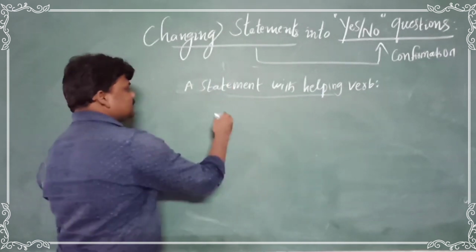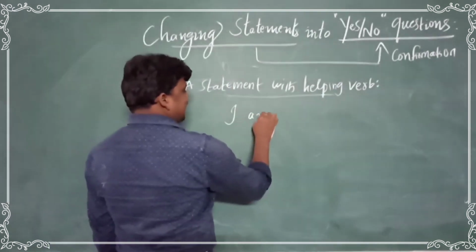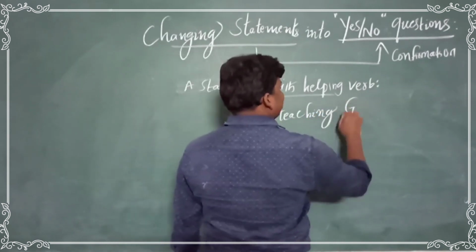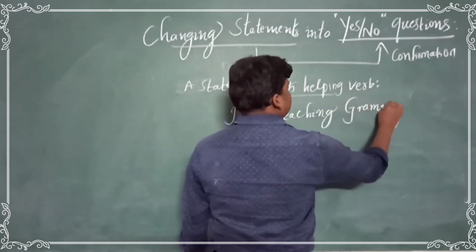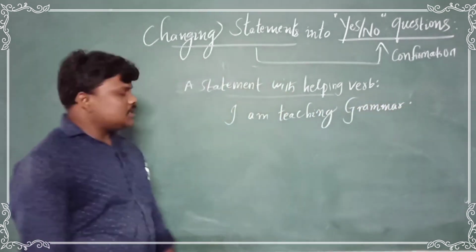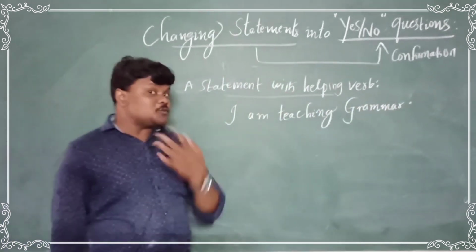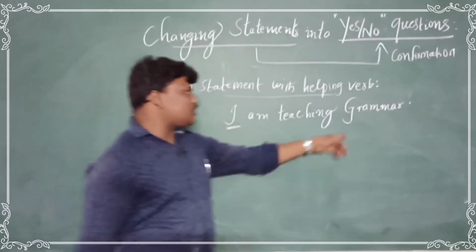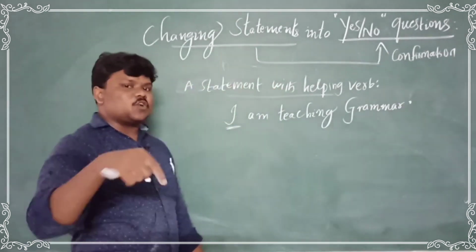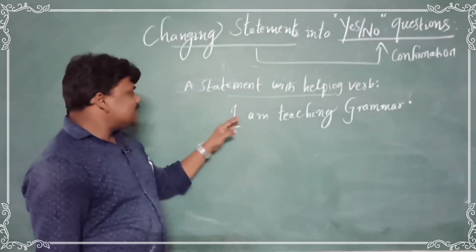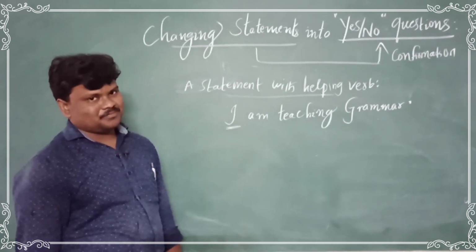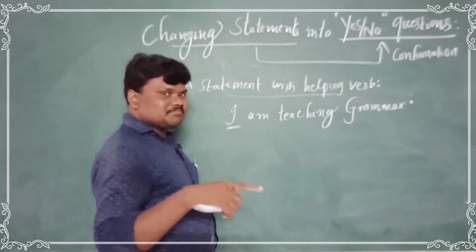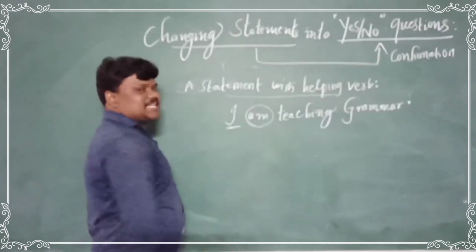For example, I am teaching grammar. Yes, this is a statement. How can you say that it is a statement? A sentence which starts with a subject and ends with an object with a full stop is called a statement. This statement has a helping verb. Can anybody identify where the helping verb is? Without any doubt, am is a helping verb.